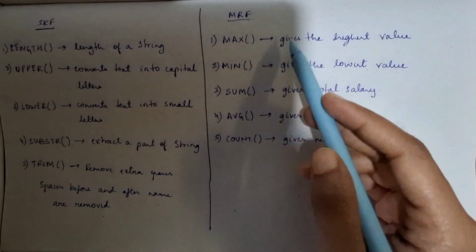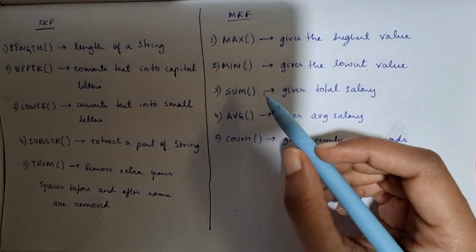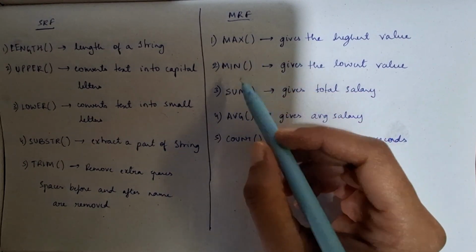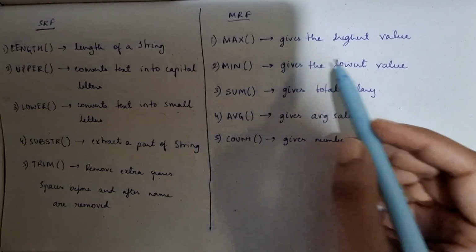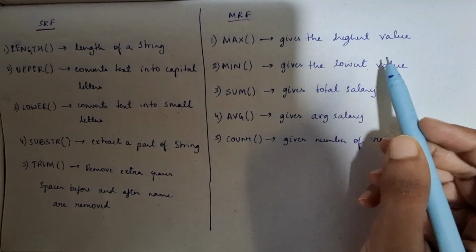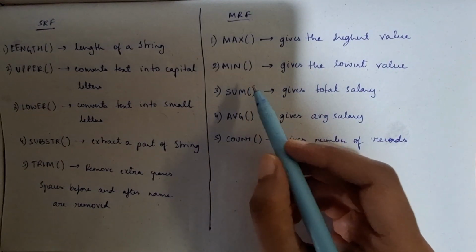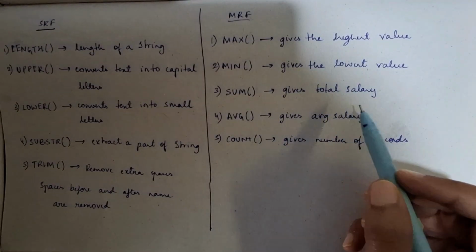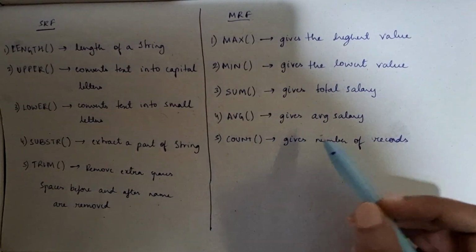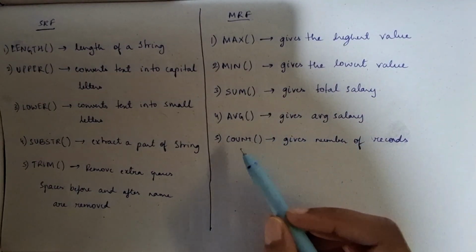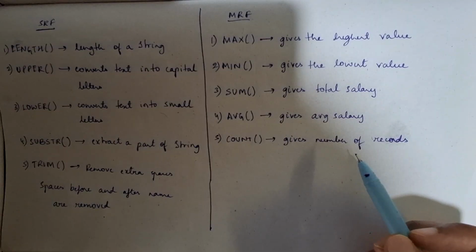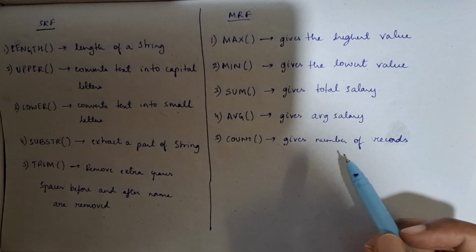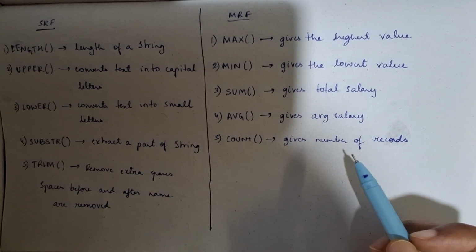Now let us see important multi-row functions. These work on many rows and give only one output. The first MRF function is the max function, which gives the highest value in a column. Minimum function gives the lowest value. Sum function gives the total salary. Average function gives the average salary. Count function gives the number of records in a table. All these are MRF functions because they give only one output.